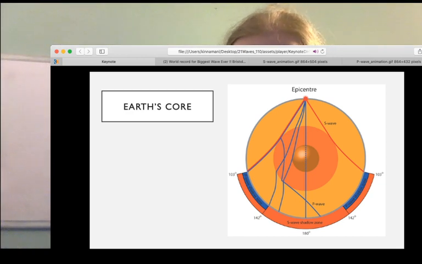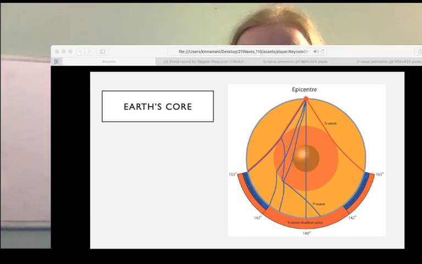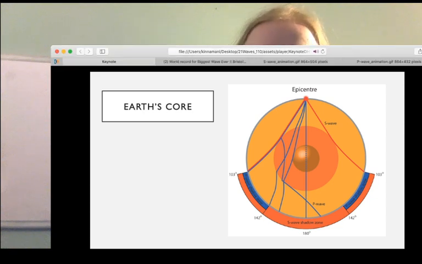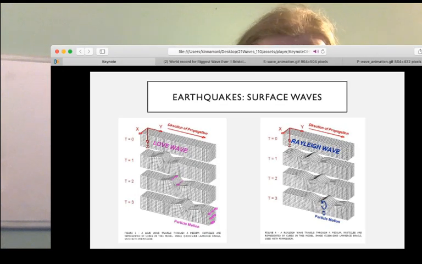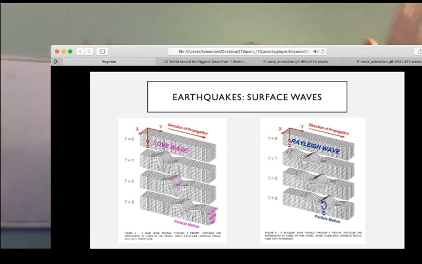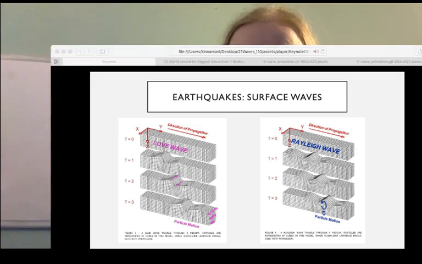All right, next waves. So now we've got a couple other interesting waves that happen in the earthquake. These are surface waves, so they just travel along the outer edge, not through the body. But we've got Love waves and Rayleigh waves. And here's where something interesting happens. So here's the Love wave.